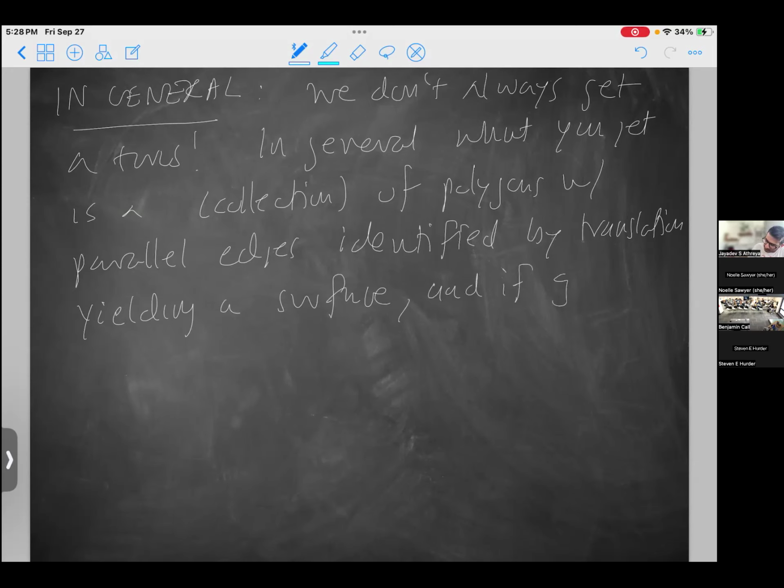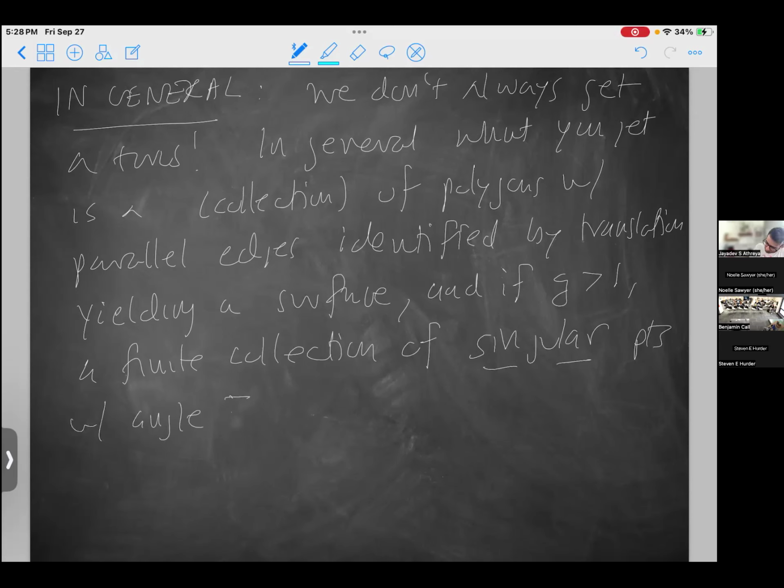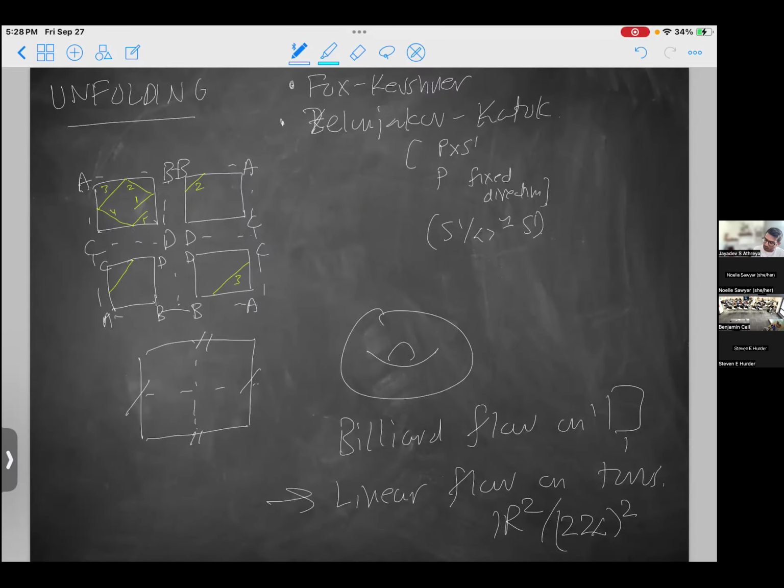And if the genus of the surface is greater than 1, you get a finite collection of singular points with angle equal to some integer k times 2 pi, where k is something bigger than 1. So notice when we unfolded the square and glued opposite sides of the torus, we have this corner point which collapses to 1 point on the torus, but it's fine. That still has angle 2 pi.